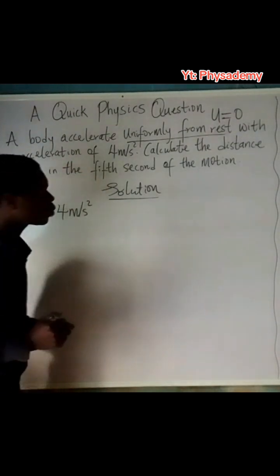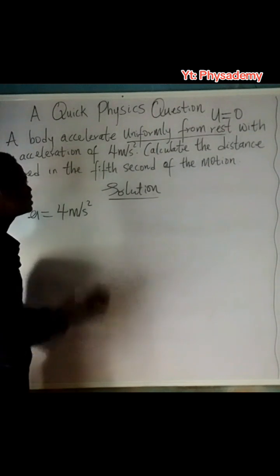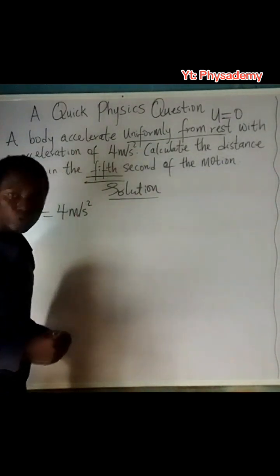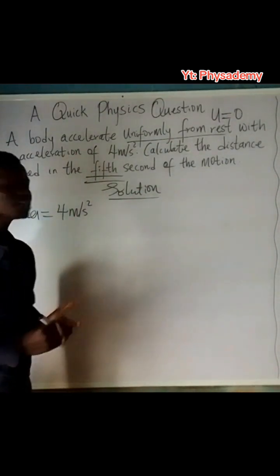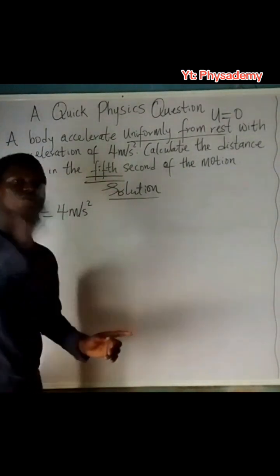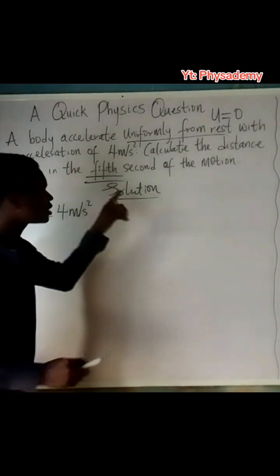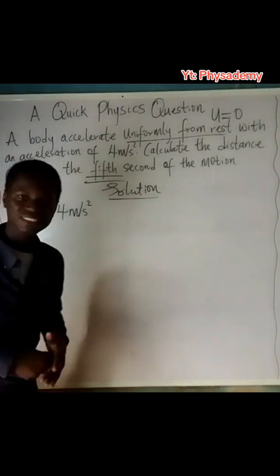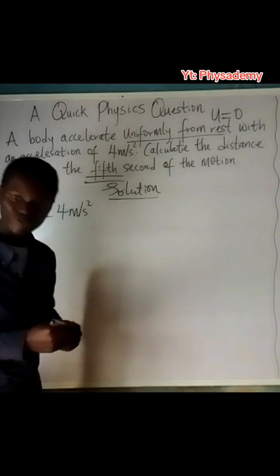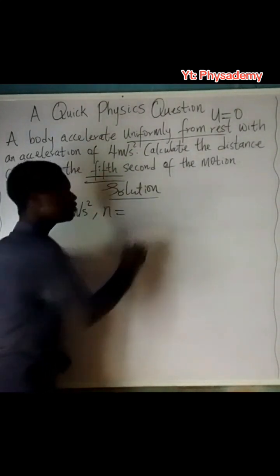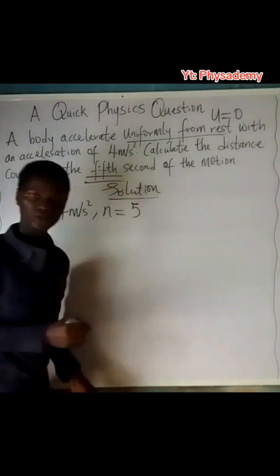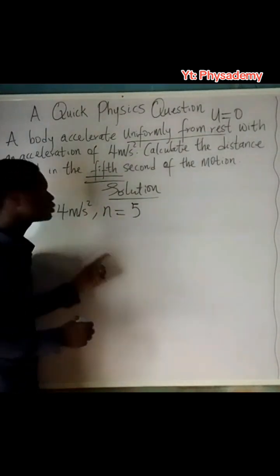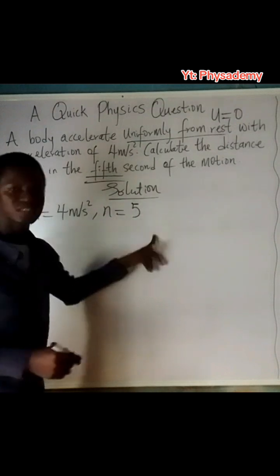Now that is not all. What was the question saying? They said calculate the distance covered in the 5th second of the motion. So in this very question, we're asked to find the distance covered in the 5th second. Mind you, this question was taken from distance covered in nth time. And the nth time we're given here was the 5th. So we can say n in this very case is equal to 5. N here stands for the second we were asked to find its distance. So n in this case is equal to 5.